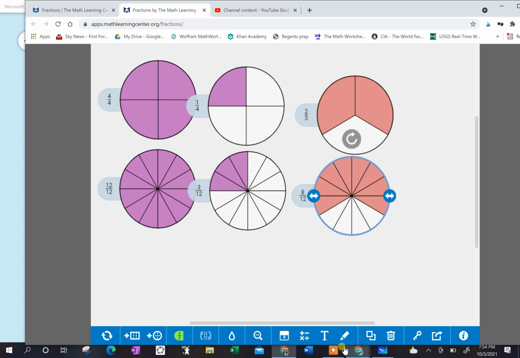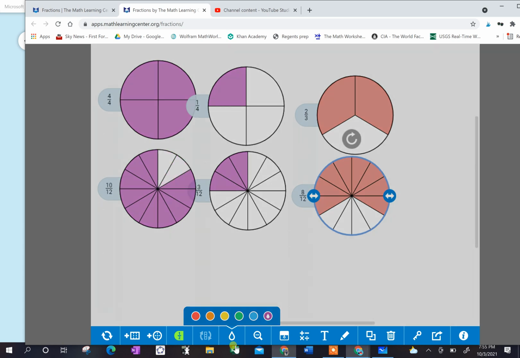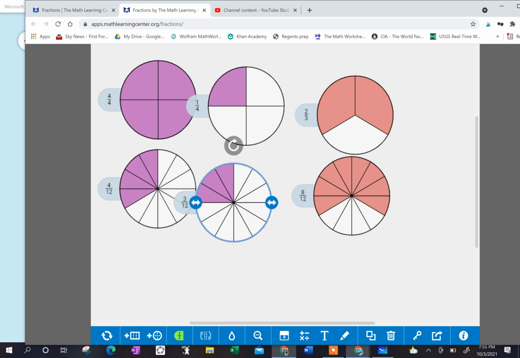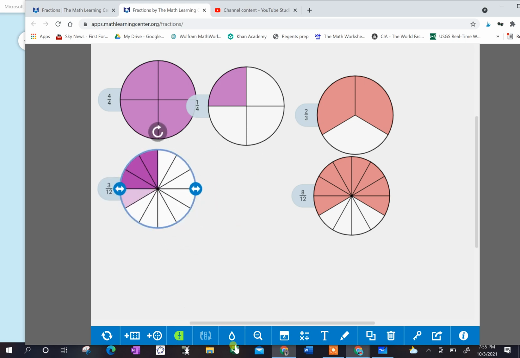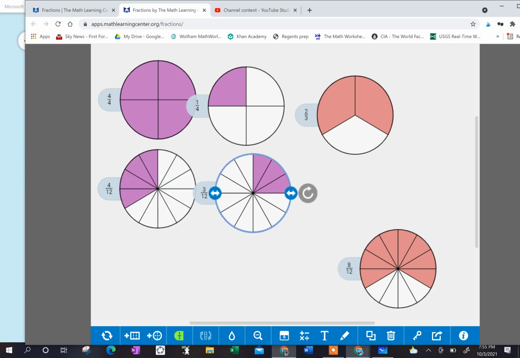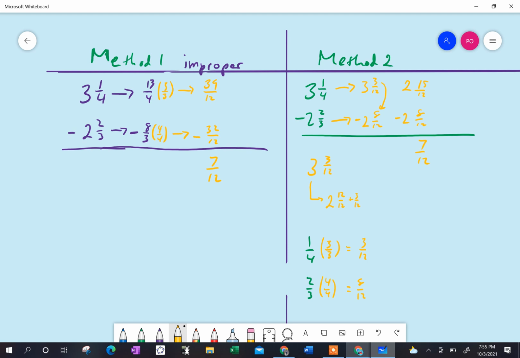What I could do is I could just simply go 1, 2, 3, 4, 5, 6, 7, 8. And let's see how much I have left now. And I will just turn this like this. Looks like I have 1, 2, 3, 4, 5, 6, 7 twelfths remaining, which was our answer.